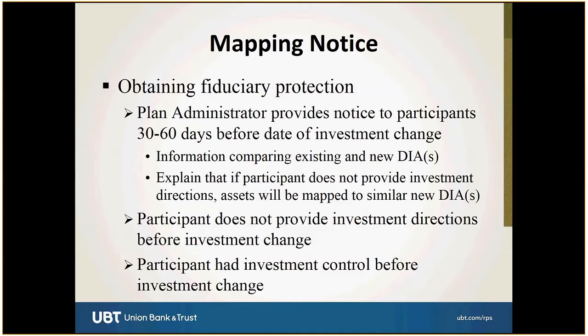To get our fiduciary protection, we need to give some sort of notice to participants 30 to 60 days before the date of the investment change. Typically, we do this at Union Bank through additional language in the participant benefit statement. And so if there's going to be a change in mutual funds, we're going to get rid of one fund and put a new fund in. We put this information in the quarterly benefit statement. We're explaining what's going on.